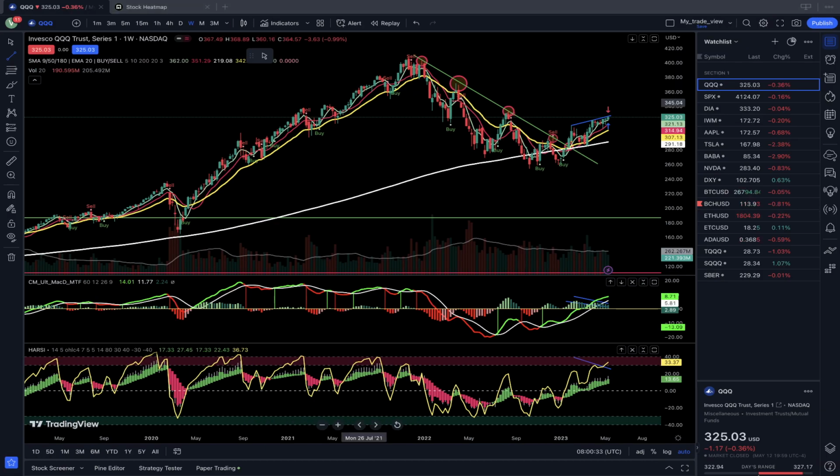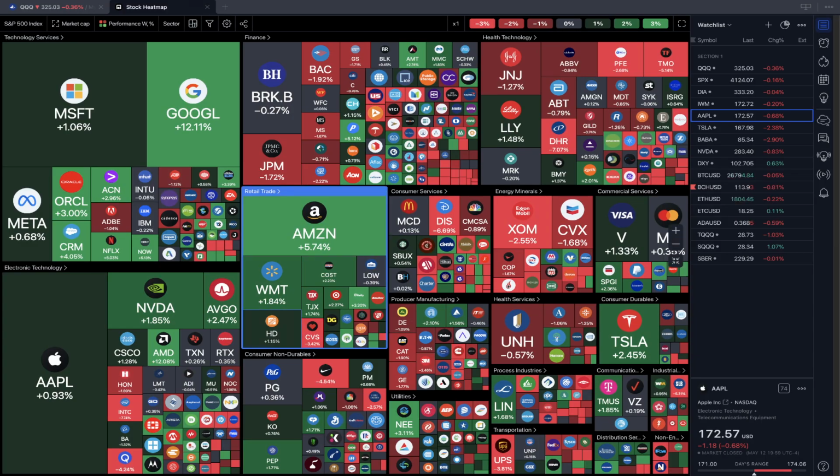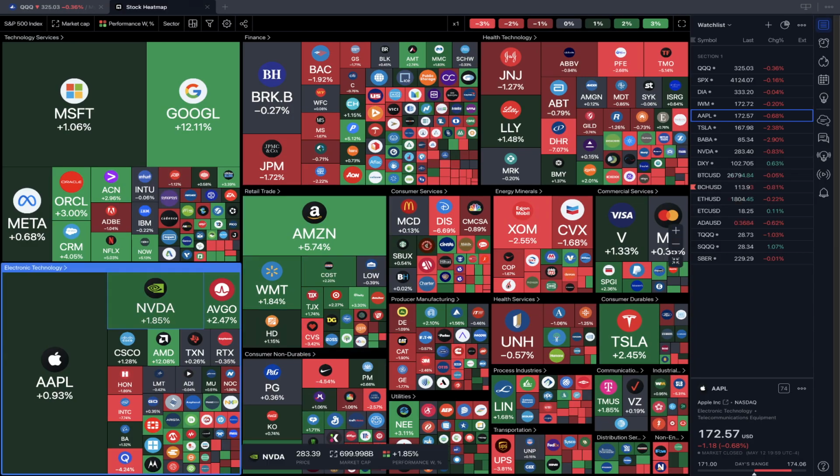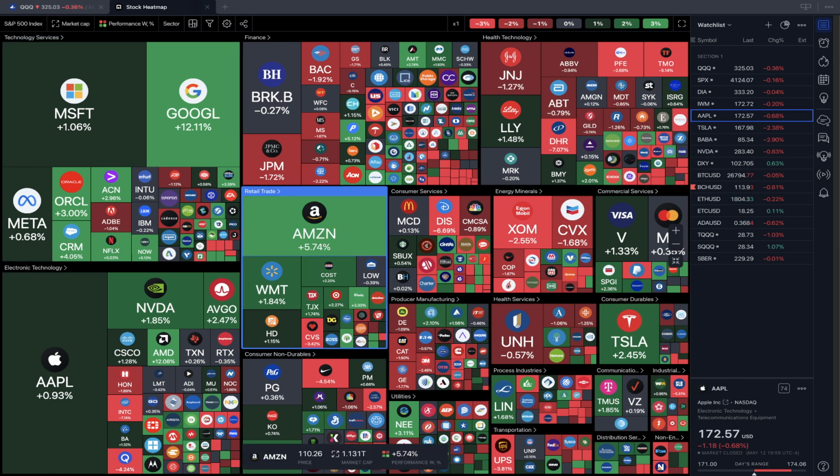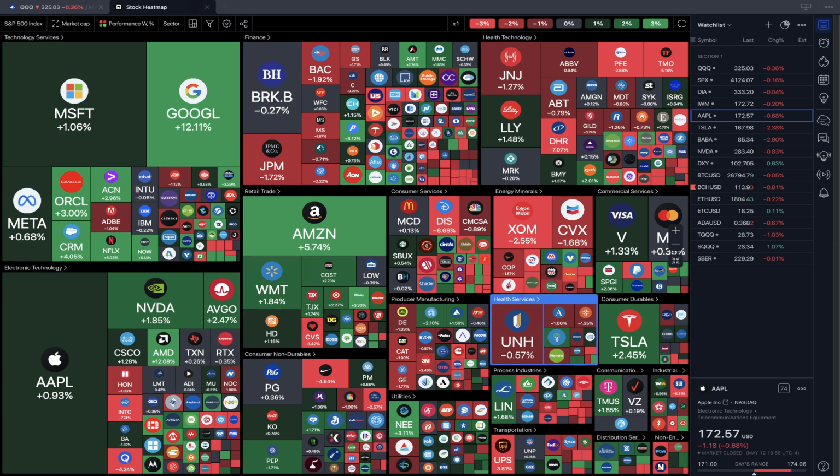Let's start from the heat map, the stock heat map. Only large corporations are green. Only large corporations, look at it. All others are red. It's the weekly time frame, the weekly performance.